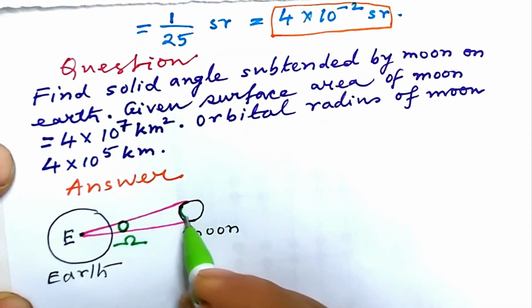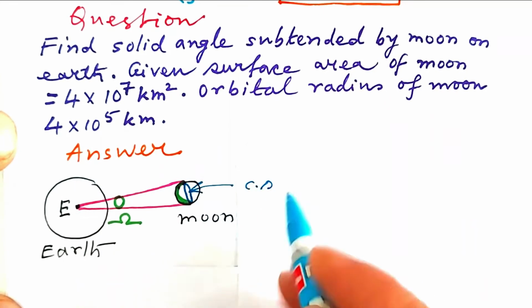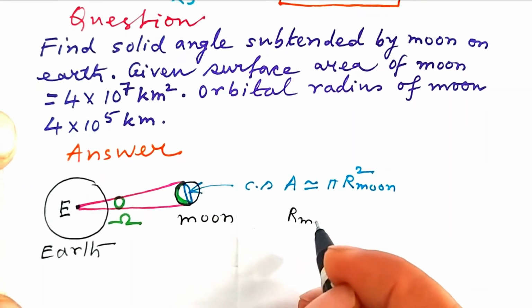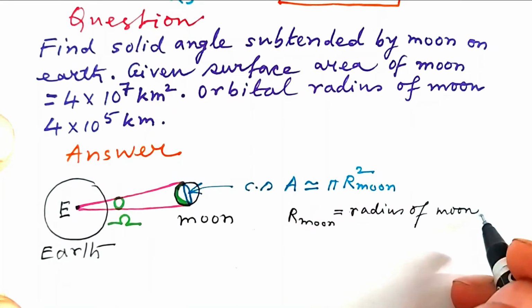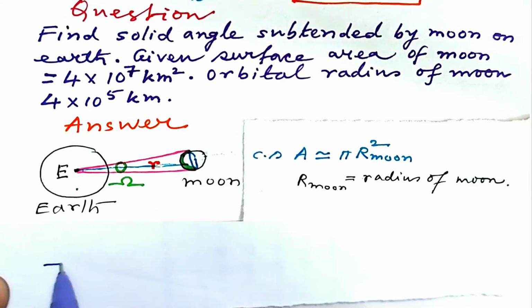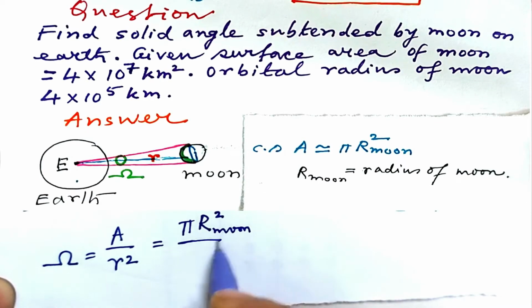Actually, this portion of the moon subtends solid angle omega. The same solid angle is subtended by the circular disk portion of cross-section A that is perpendicular to the radial distance from Earth to Moon. We can take the area A to be approximately pi into r moon square, where r moon is the radius of the moon. Actually, the moon is far away and this approximation is valid. No great error comes in the way. The distance from E to the moon is, say, r. Now omega equal to A by r square equal to pi r moon square by r square.